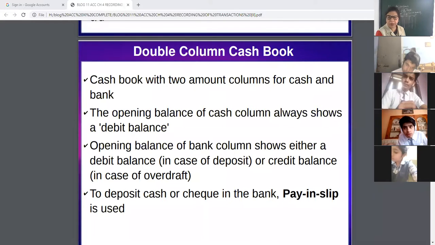But cash book always has a debit balance. Tanish, any doubt, beta? Note down then. Note down please.